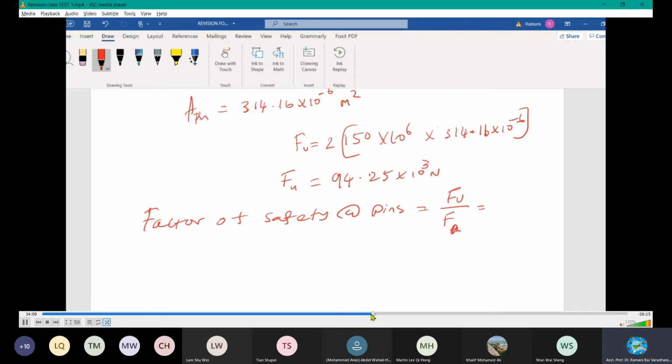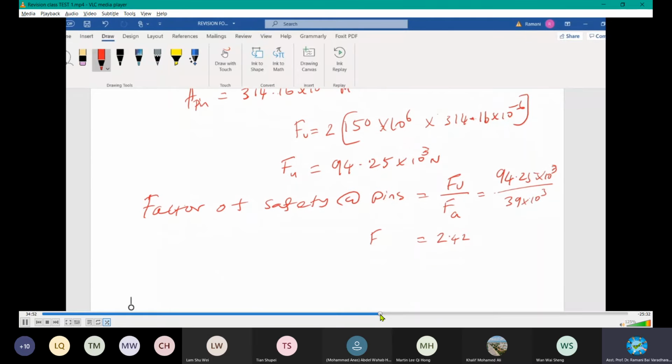A small a. Okay, what is this value? Ultimate 39 point 39 10 point. What is the factor? Okay, don't worry. This is the factor of safety at the pin. Okay, so we found both answers. This is your second answer.